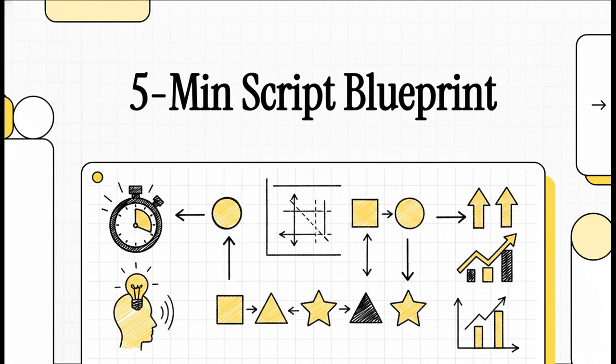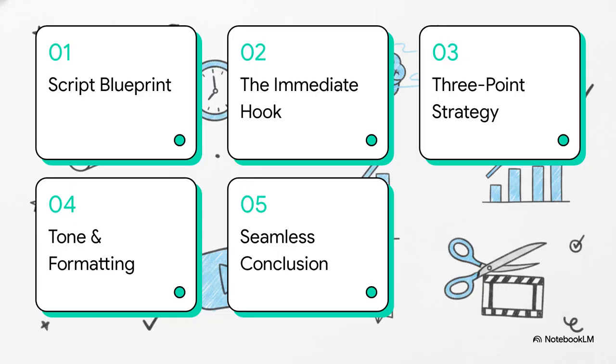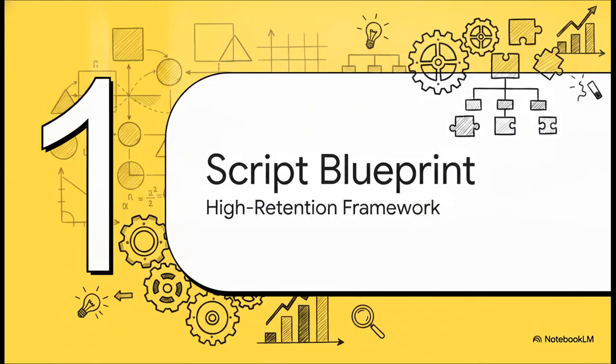We're going to dive into a methodology that's built specifically to capture, hold, and direct your audience's attention without wasting a single second. To build out this highly actionable framework, we'll be moving through 5 key stages of the script lifecycle. That's the high-retention script blueprint, the immediate hook, the 3-point pacing strategy, tone and visual formatting, and finally, the seamless conclusion. So let's start with stage 1, the high-retention script blueprint.